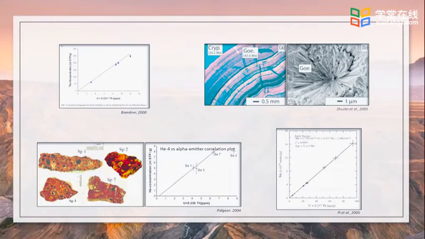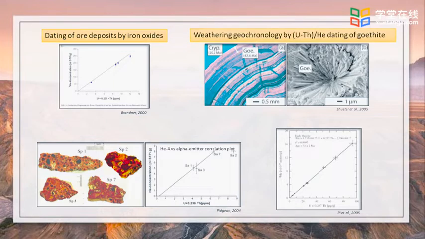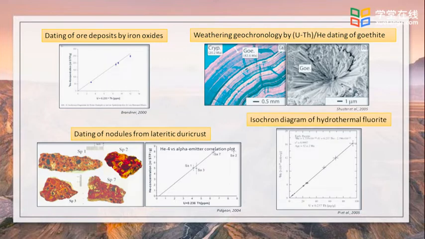This page shows some good examples of uncommonly dated target minerals, such as dating of ore deposits by iron oxides, weathering geochronology by uranium, thorium, helium dating of goethites, and dating of lateritic duricrust from Australia, as well as analysis of hydrothermal fluorite, and its result is shown in this isochron diagram.